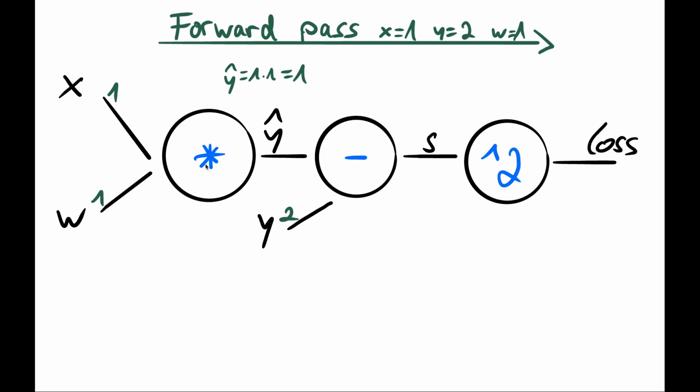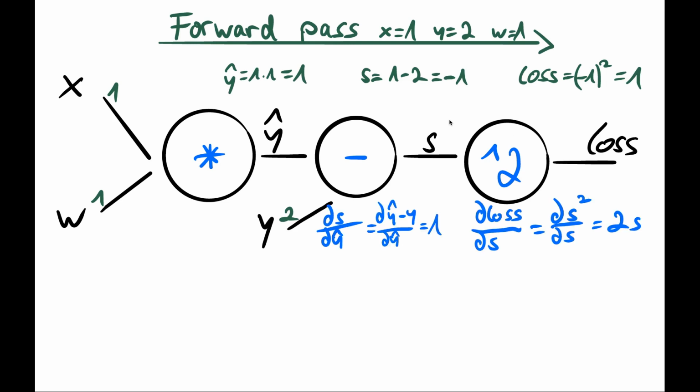So here at the first node, we multiply x and w. So we get y hat equals 1. Then at the next node, we do a subtraction. So y hat minus y is 1 minus 2 equals minus 1. And at the very end, we square our s, so we have s squared, so our loss then is 1. And now we calculate the local gradients.